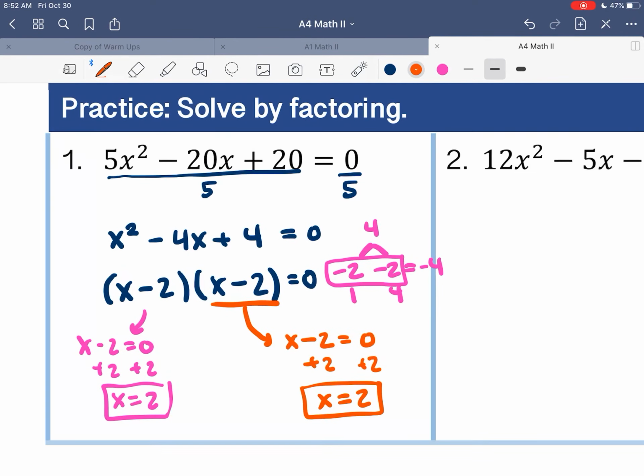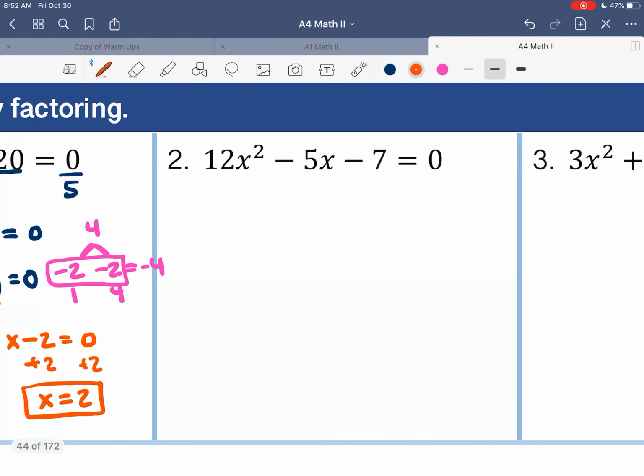So that one's interesting because factoring out the greatest common factor, or dividing by 5 on both sides, made it so that there was no leading coefficient. So we could just use the process that we learned last time of normal factoring, no canceling necessary. So that's kind of interesting. So let's try this one.